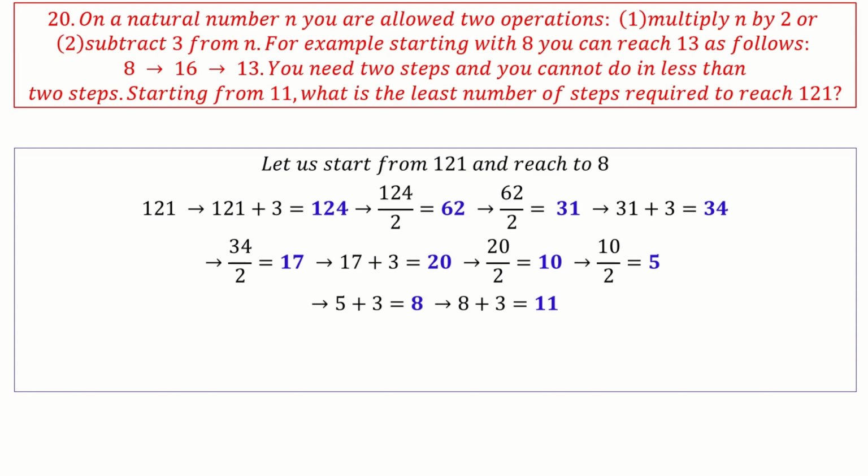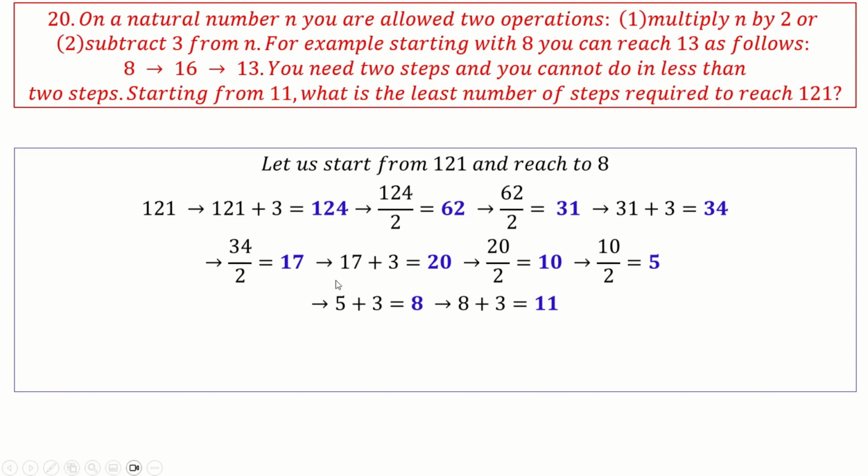Now, is this the shortest path? That is the question. Okay, see, wherever you have an odd number, obviously there is only one operation possible, that is plus 3. So ignore that. You have a positive even number here, right? So for an even number, you can either add 3 or you can divide it. Now we choose to divide to 62 because we have to converge back to 11. Correct? So that is the best operation.